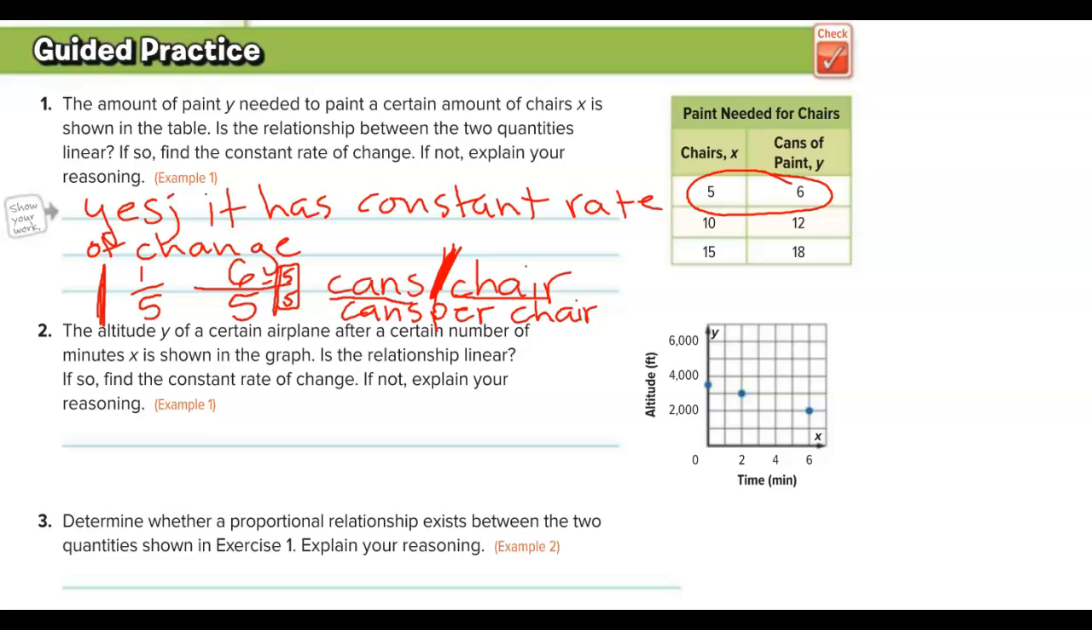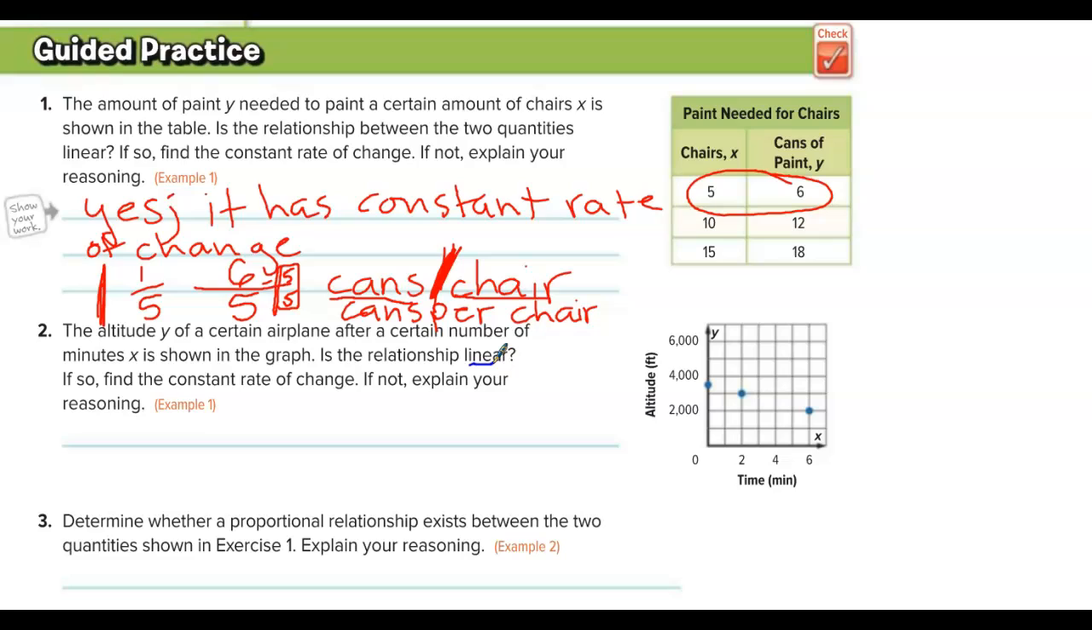Does it make a line? No. Okay, no? Anybody disagree? I disagree with that. Anybody unsure? So, yes, linear, no, not so sure.